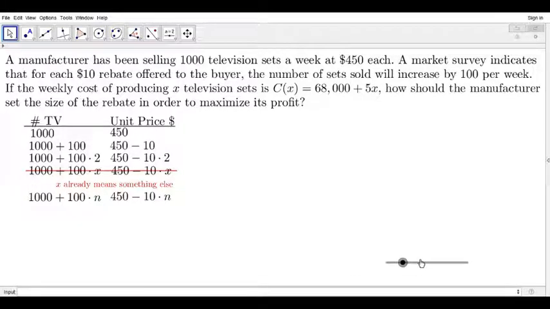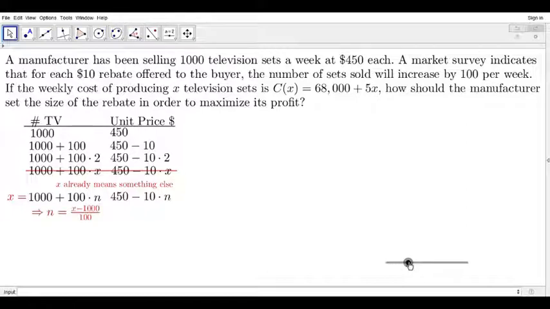But our cost function is in terms of x, so we should express the profit and the revenue also in terms of x. Now, how do we do that? We try to find a link between the number of television sets x and n, the number of jumps here. Well, what is x? It's the number of television sets. And isn't this expression the mouse is circling the number of television sets? So therefore, x is 1000 plus 100n. And because we want to express everything in terms of x instead of n, we should take this equation and solve for n. That's straightforward algebra.